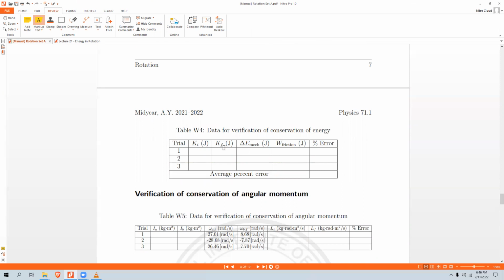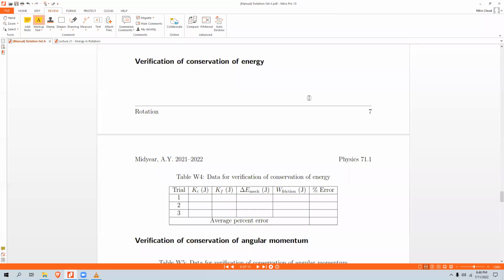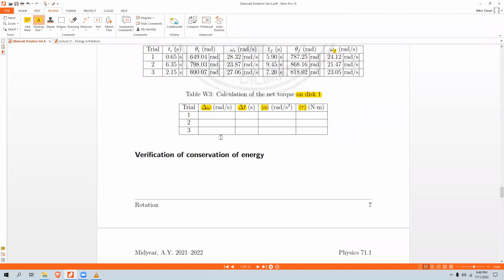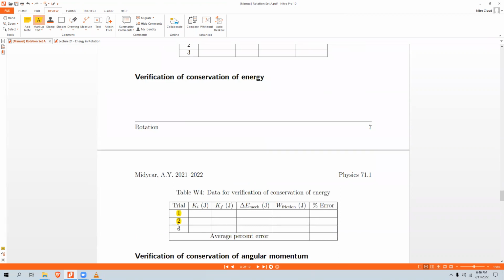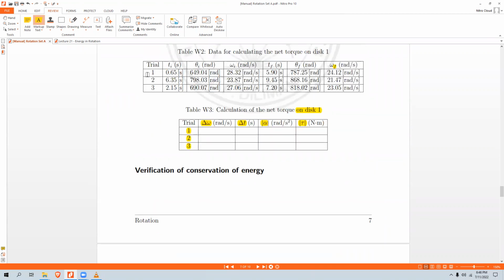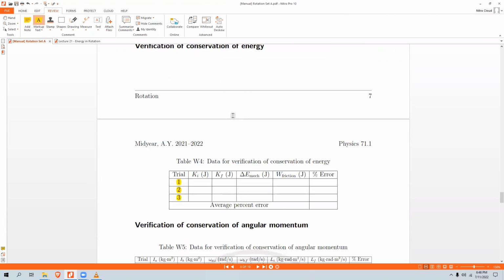So you will also have your delta E as well as your work due to friction and your percent error. All of these have formulas that have already been given in this manual. For both tables W4 and W5, you will have trials 1, 2, 3, which stem from trials 1, 2, 3, each from table W2. So of course, if you want to calculate the appropriate quantity, you get it from the appropriate trial on table W2.